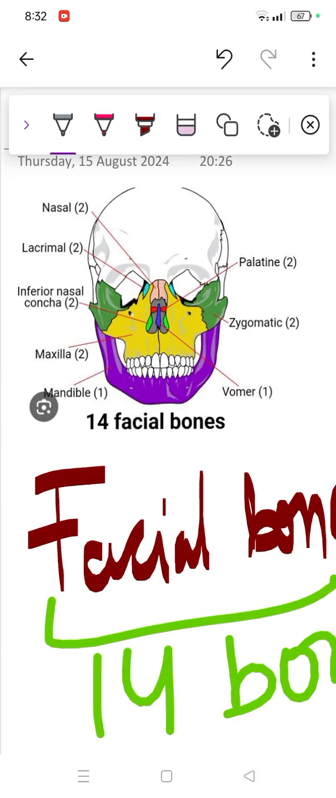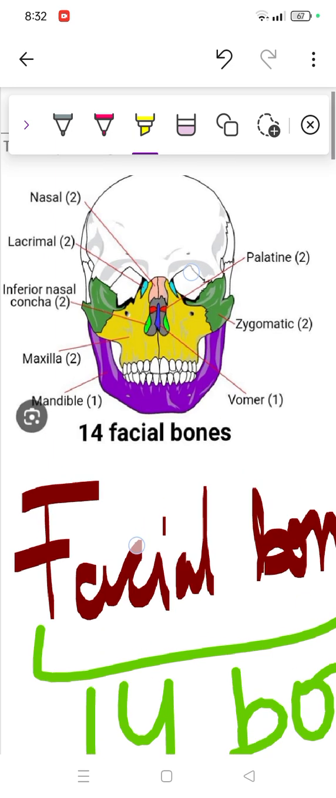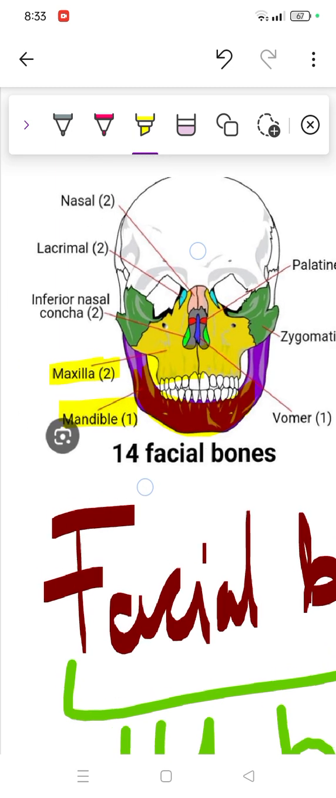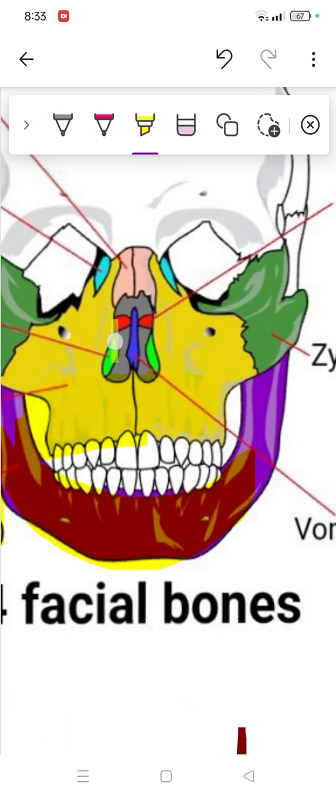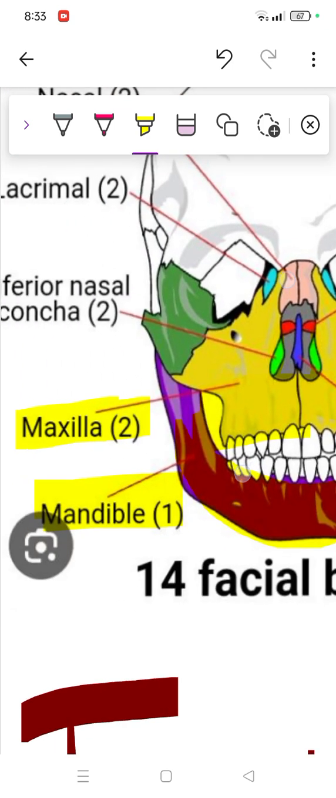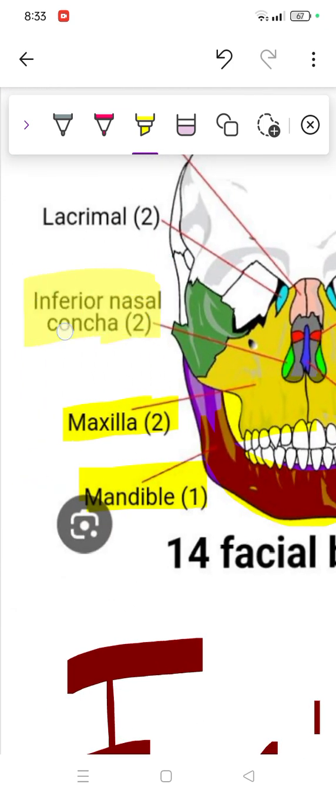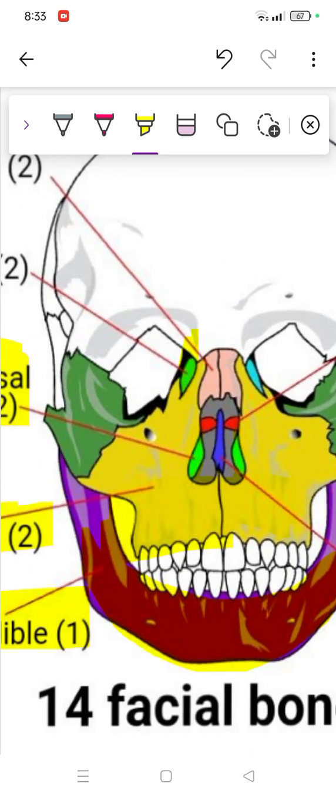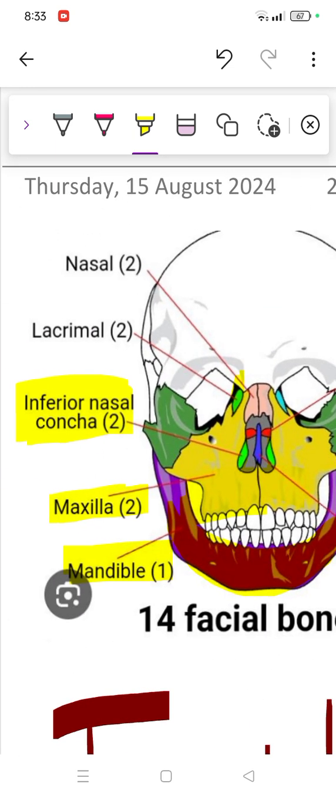Let's check the position and everything. So first we have the mandible and maxillary. Mandible is this purple region which is one in number. Then comes the maxilla. Maxilla is this nose-like region over here which is divided, so we say maxilla 2, mandible 1. Then comes the inferior nasal, this green structure called the inferior nasal concha, which are 2 in number. Then near the eye, the tear-generating bone called the lacrimal, which is over here.